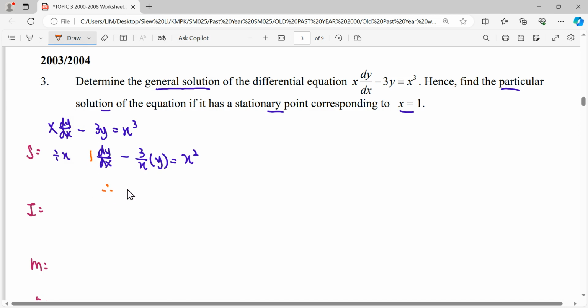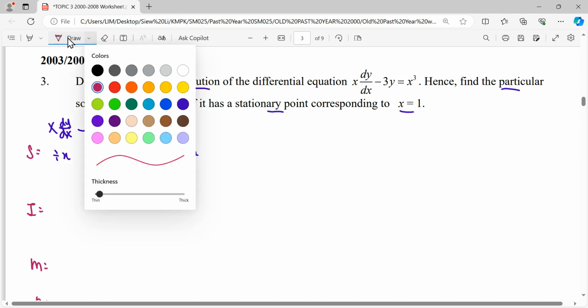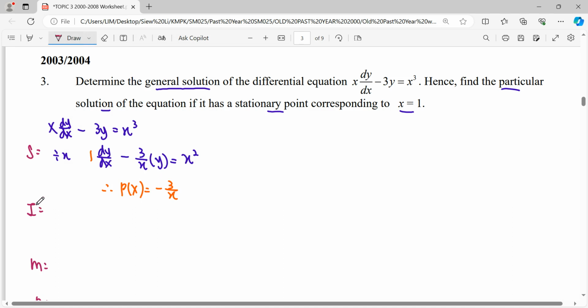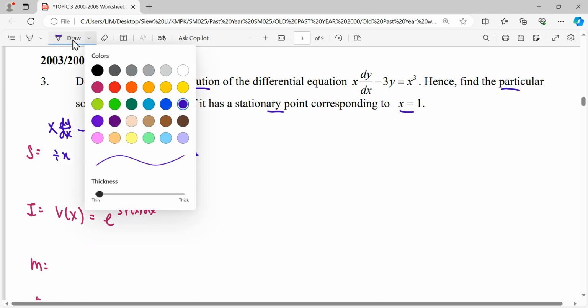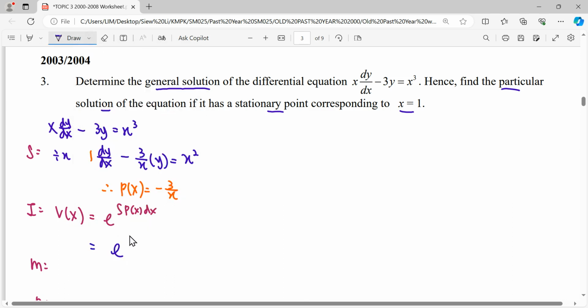Then from the standard form, we want to take out the coefficient of y. The coefficient of y will be denoted as P(x), which is negative 3 over x. Then, for the second step, which is forming the integrating factor, P(x) goes in the formula e to the power of the integral of P(x) dx, where the integration happens at the power of the exponential. So for this, it will be e to the integral of negative 3 over x dx.